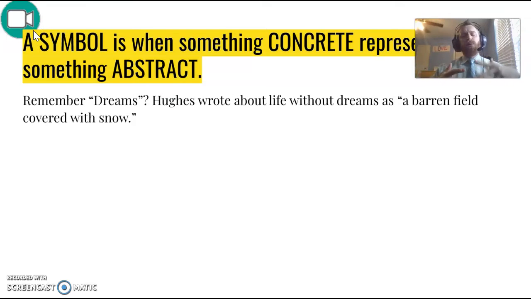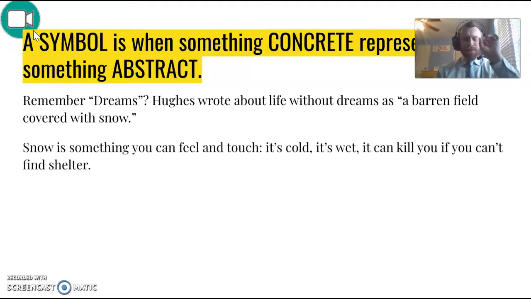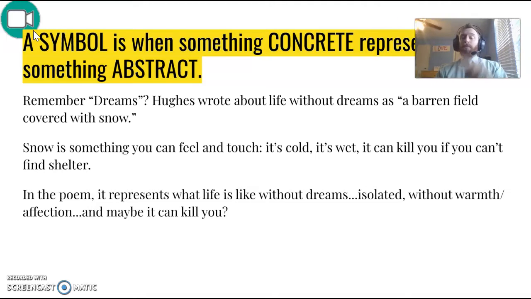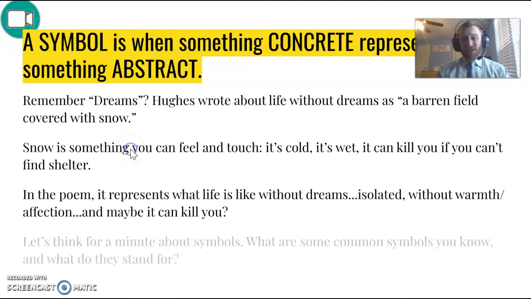So in Dreams, when we read the Langston Hughes poem Dreams, he talked about life without dreams being a barren field covered with snow. Now, snow is something you can feel. It's something you can touch. It's cold. It's wet. And it can kill you if you can't find shelter. Now, in the poem, that concrete thing of snow represents what it's like to have a life without dreams, so isolated or without warmth or affection. And you know what? Hey, if you can't find shelter, maybe it can kill you.